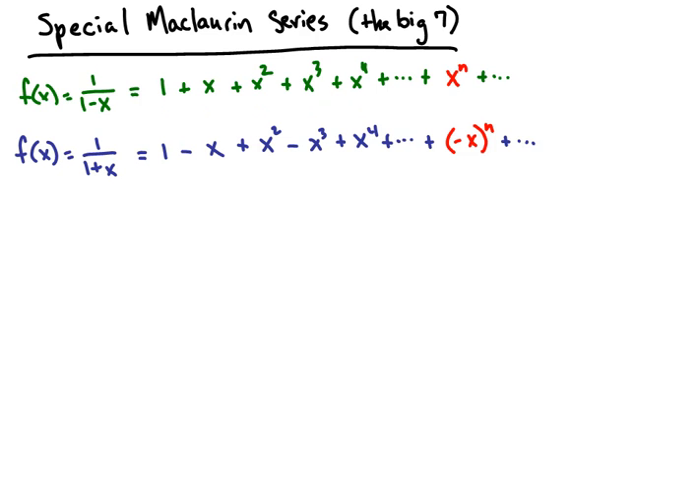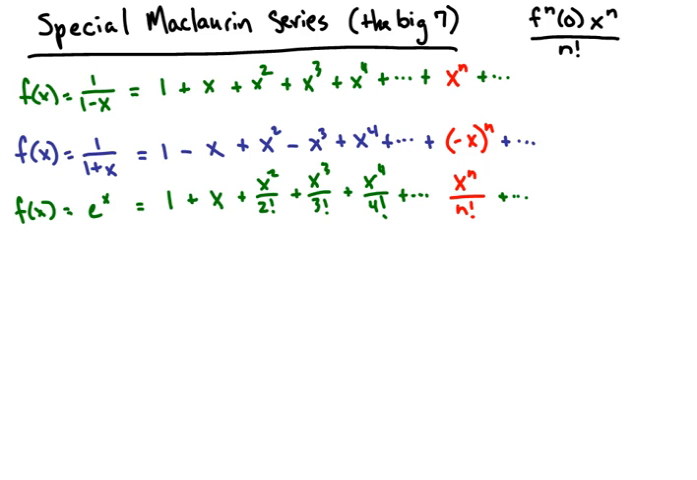Then the third one that I'm going to use is e to the x. If you recall, for e to the x, all of the derivatives are e to the x. And so e of 0, e to the 0, is always going to be 1. And if you look at our formula, that means that it's always going to be x to the n over n factorial. And so that's the third one. 1 plus x plus x squared over 2 factorial plus x to the third over 3 factorial. It's very similar to f of x equals 1 over 1 minus x, except you're dividing by all the factorials as well.